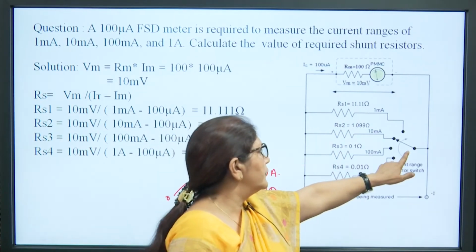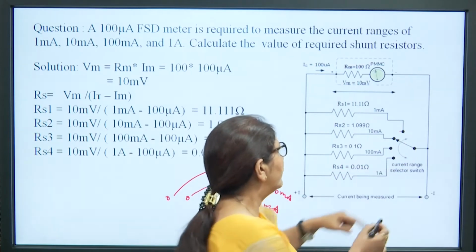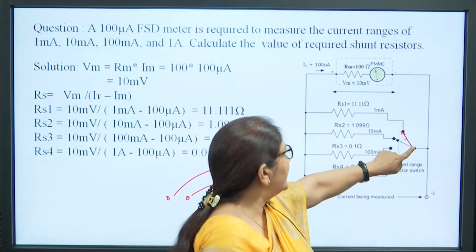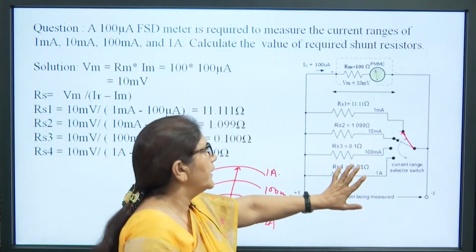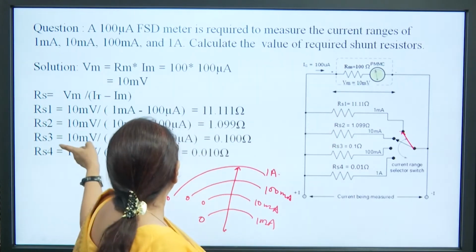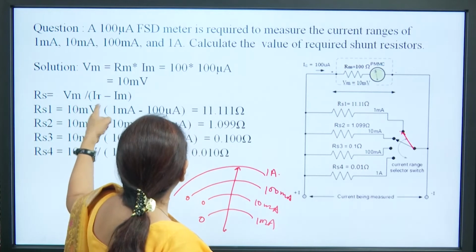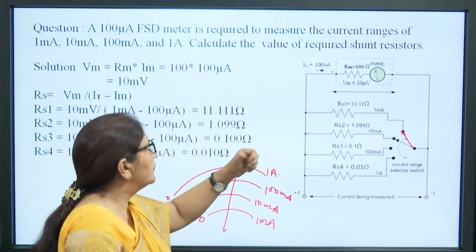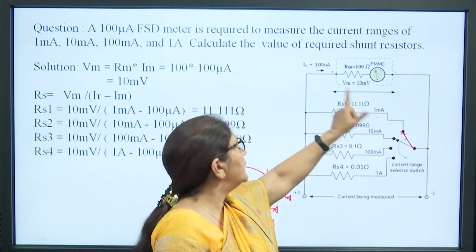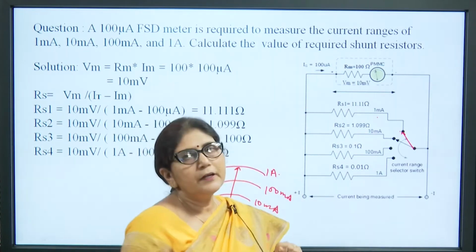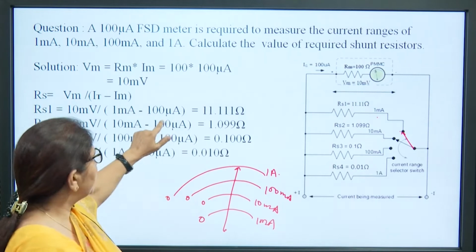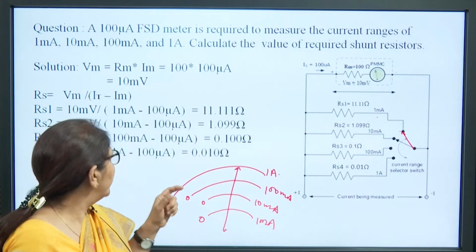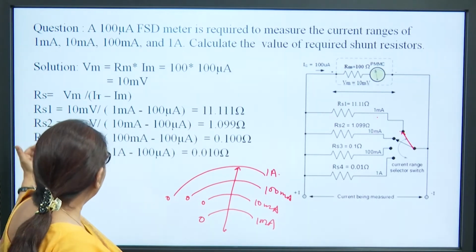So, suppose this switch is at this position, meaning we want to measure current between 0 to 1 milliampere. We will place the switch at this position, and now we have to find the value of this resistance. The value of this resistance will be Rs equal to Vm divided by the current flowing through this shunt. Here the total current is 1 milliampere and the meter current is 100 microampere, so that is 1 milliampere minus 100 microampere. It gives the value of 11.11 ohm. Similarly, we can calculate the second, third and fourth values.